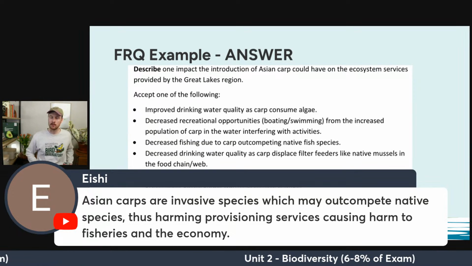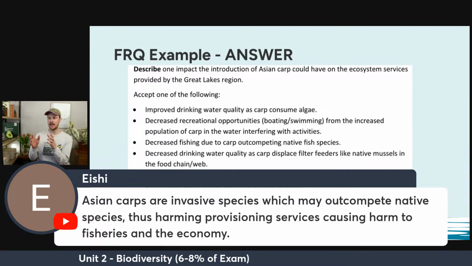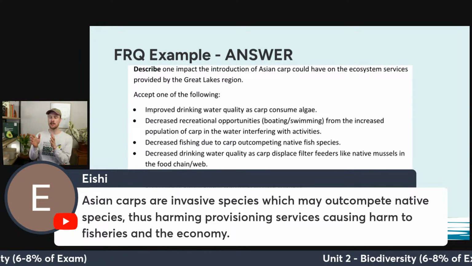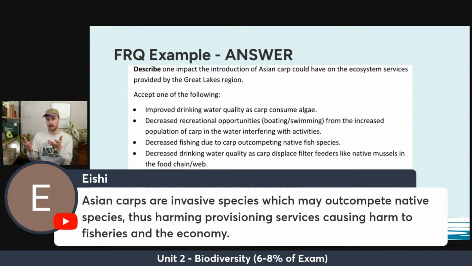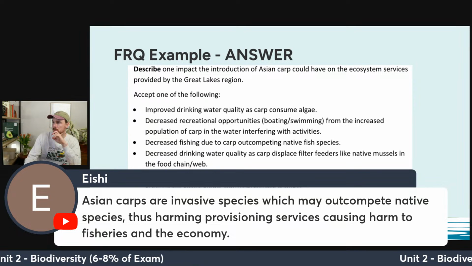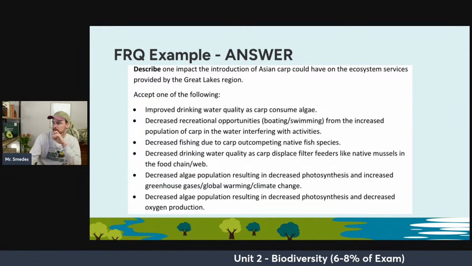So Aishi gave a great answer. And what Aishi did differently than some other students in the chat is Aishi's answer was aimed at the prompt, right? Aishi made sure to explicitly say which ecosystem service, fishing, was damaged. And so this is really, really good. Nice answer, Aishi. Okay.